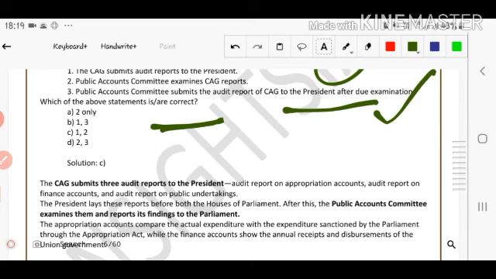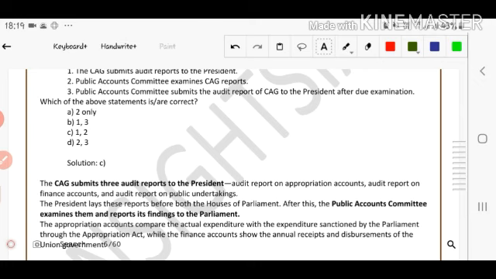How is the CAG report given to the President? Number first is the audit report on the appropriation account. It means whatever amount is appropriated, or the bill is appropriated by the Parliament, the audit report of that appropriation is given to the President by the CAG. Number second, audit report on the finance account, in which the implementation of anything related to finance is given. Number third, audit report on public undertakings, related to the public undertakings of the center or the state. The President lays this report before the House of Parliament.